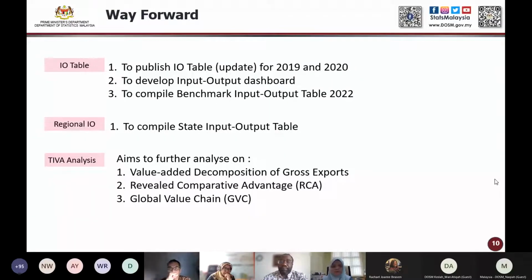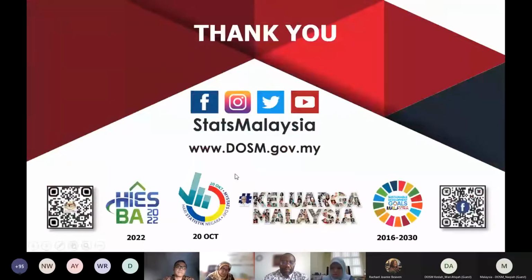And then for the regional IO, we also have to compile the state input-output table. We have 12 provinces, 14 provinces for Malaysia. Okay, for the TIVA analysis, we aim for further analysis in value-added composition of gross export, revealed comparative advantage, and global value chains. Okay, thank you. That's all from Malaysia.